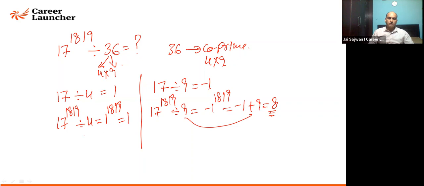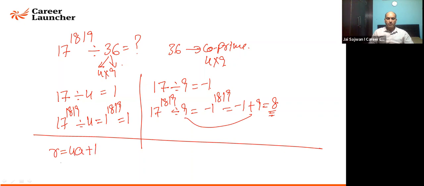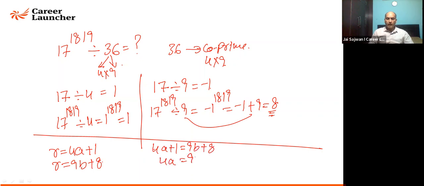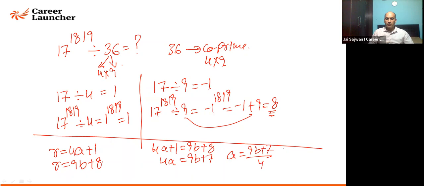Fine. So what do I conclude from here? I'll say when I divide the number by 4, my remainder is 1. When I divide the number by 9, my remainder is 8. So what I'll do is I'll equate both of these numbers. I'll say 4a is equal to 9b plus 7, since the 1 goes there. a is equal to (9b plus 7) divided by 4. I'll put values of b and then get the value of a.